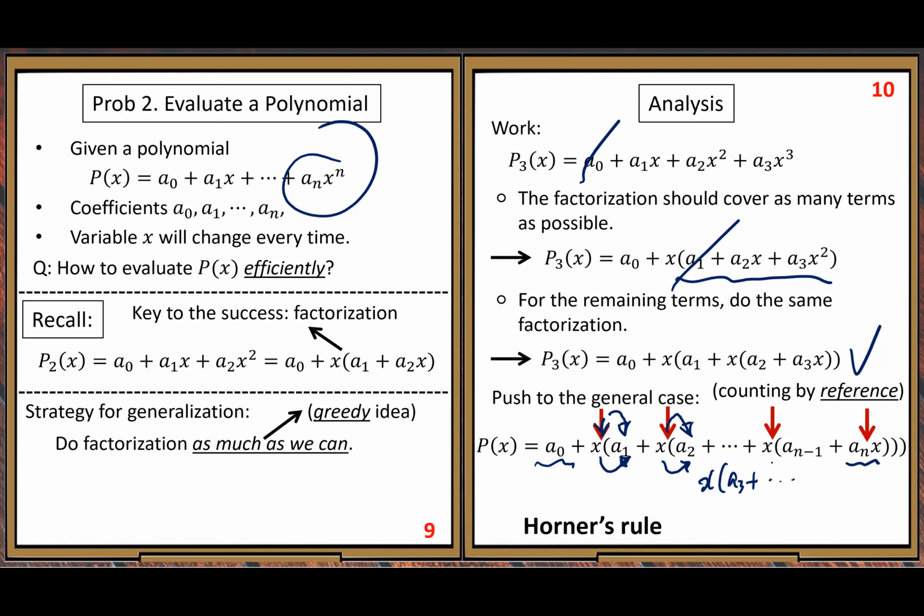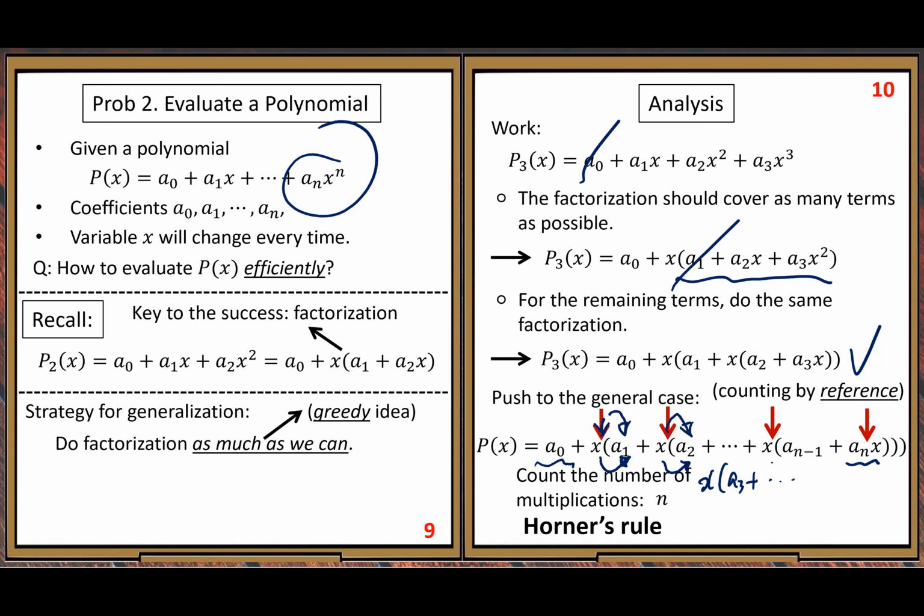Now we need to see how good our new algorithm is. This is a new algorithm, Horner's rule. The number of additions is the same, still n, right? We do not reduce the number of additions, but we reduce the number of multiplications. So we need to do the analysis to see how big the improvement is. We want to see that.